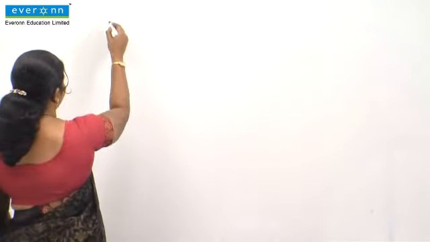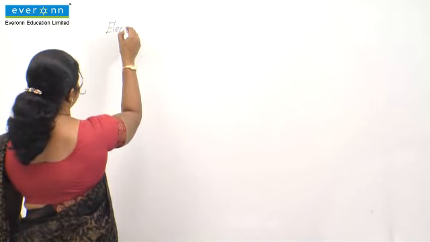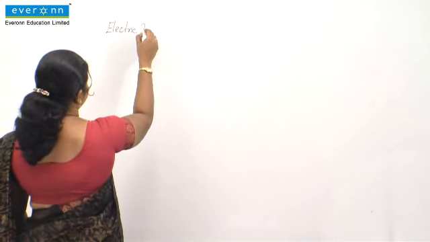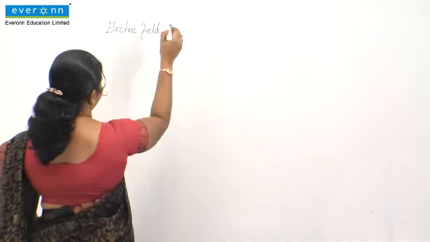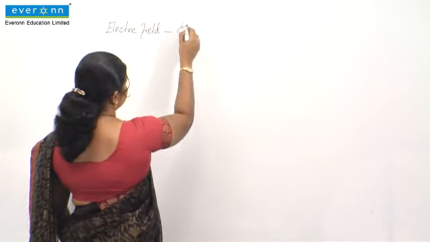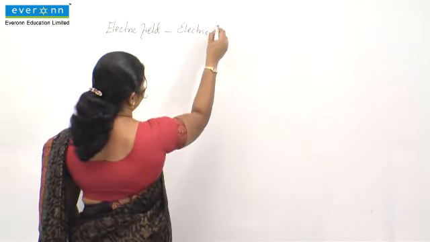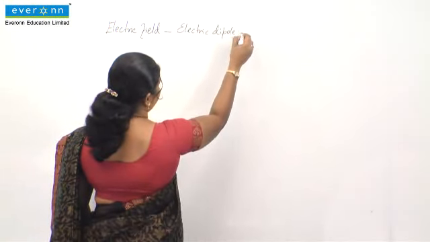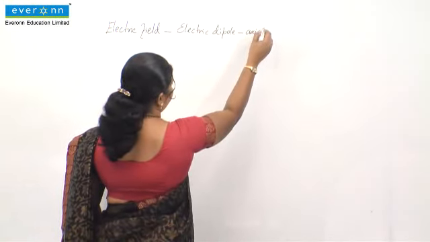Let us derive an expression for the electric field due to an electric dipole along the axial line. So, first of all, we should know what is an electric dipole. The derivation will be for the electric field due to an electric dipole along the axial line.